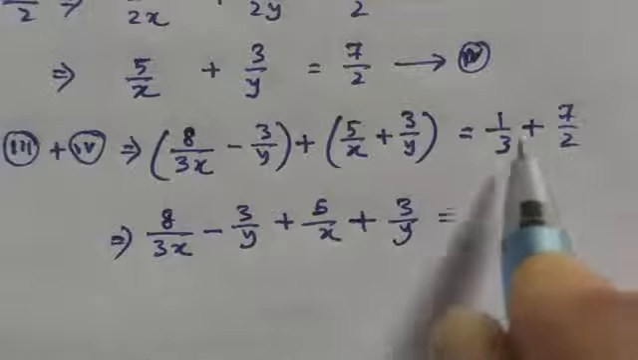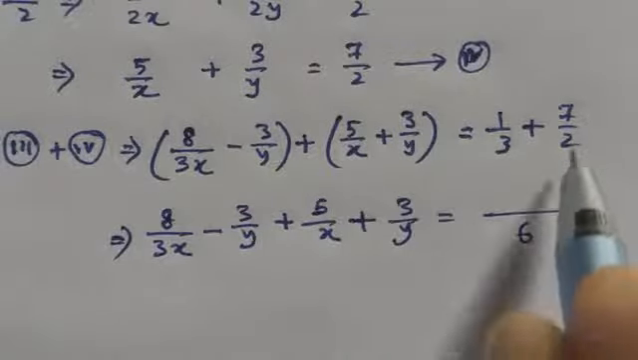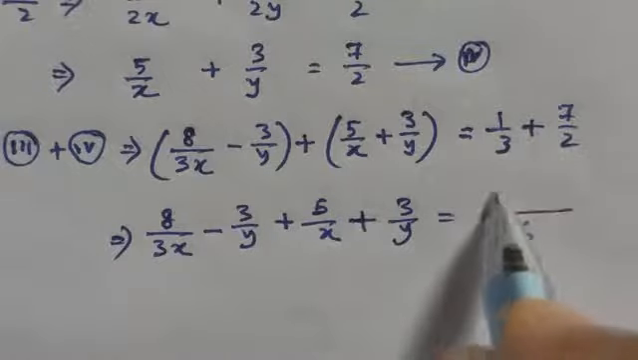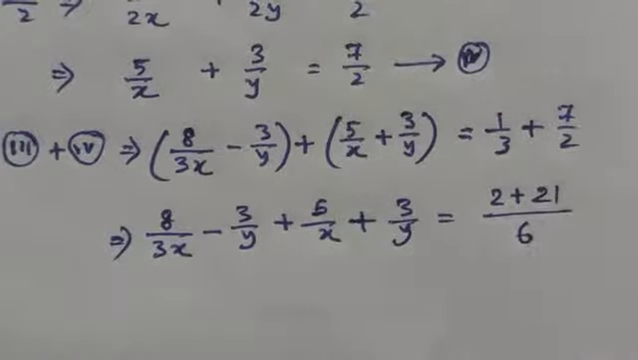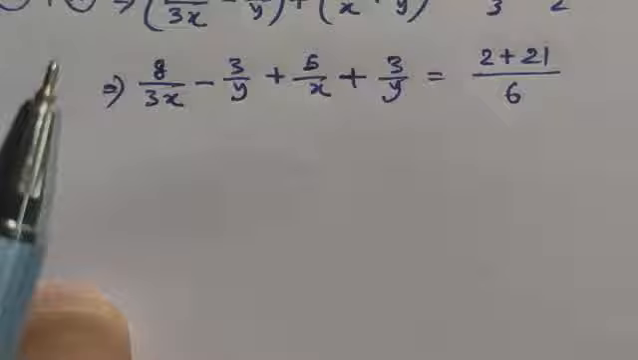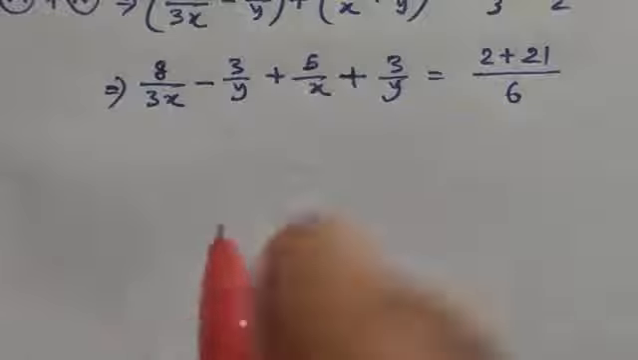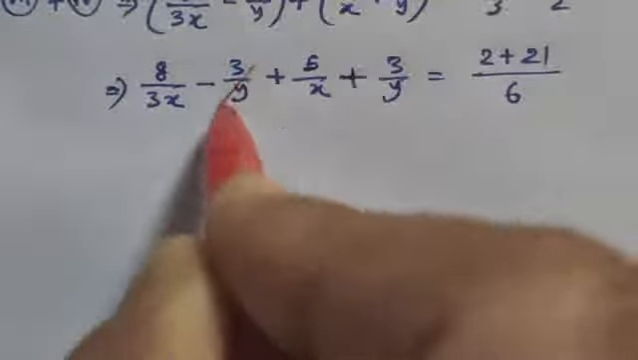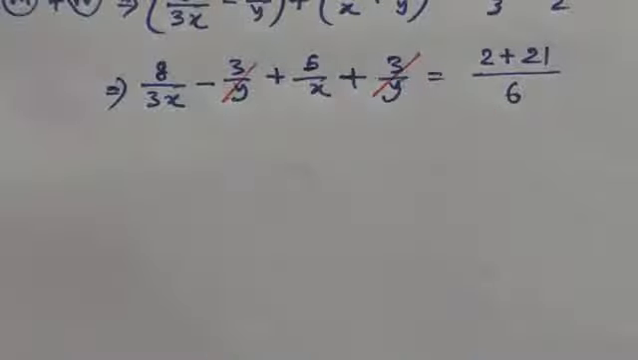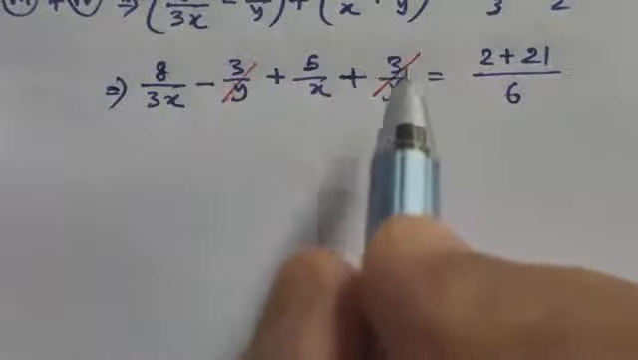If you add them, then what is the LCM? It will be 6, 2 and 21. 2 plus 3 7 times is 21. If you observe this line properly, you will get this is negative 3 by y and this is positive 3 by y. They would cancel each other, and cancel each other means if you add them you will get 0.